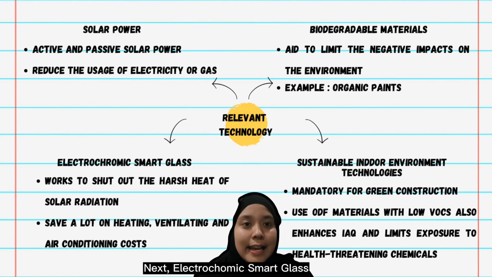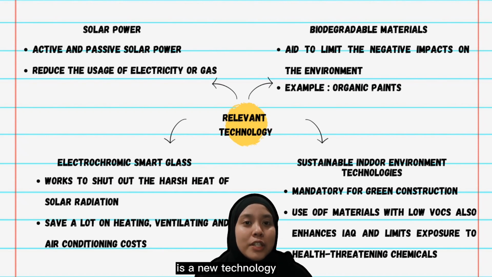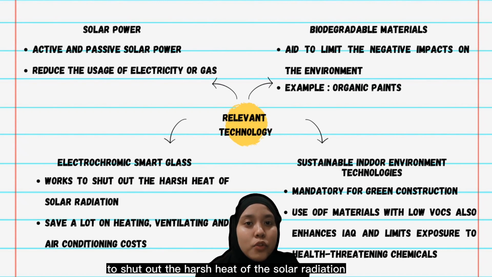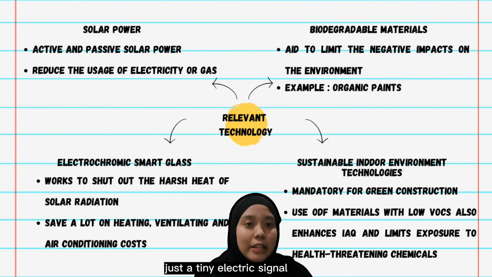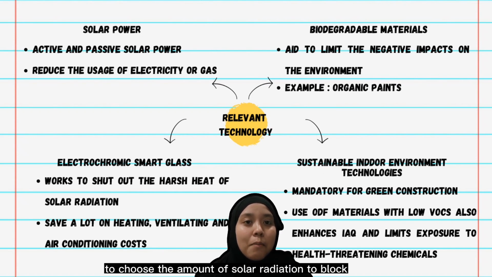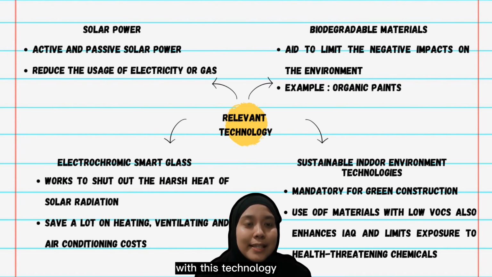Electrochromic smart glass. Electrochromic smart glass is a new technology that works particularly in summer periods to shut out the harsh heat of the solar radiation. The smart glass uses a tiny electric signal to slightly charge the windows to change the amount of solar radiation it reflects. It is incorporated into the building's control system, therefore allowing users to choose the amount of solar radiation to block. With this technology, homes and commercial buildings can save a lot of heating, ventilating, and air conditioning costs.